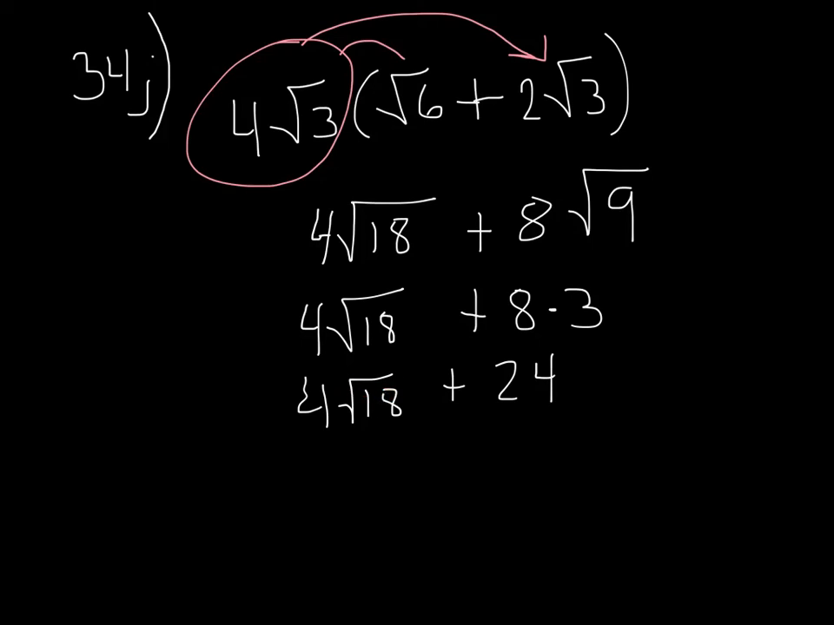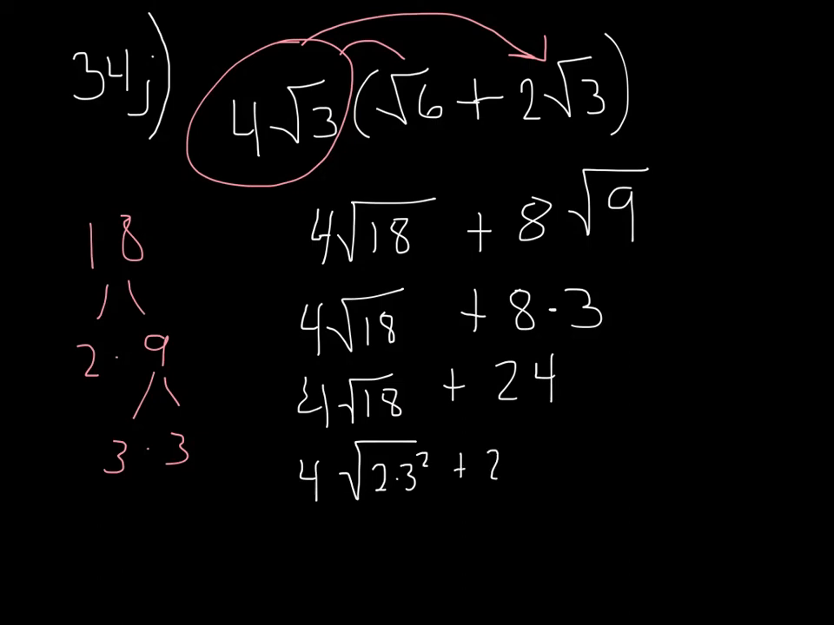I want to make sure I can't simplify that any further. So let's find the prime factorization of 18. 2 and 9, and then 9 into 3 and 3. So this is the same thing as 4 square roots of 2 times 3 squared plus 24.